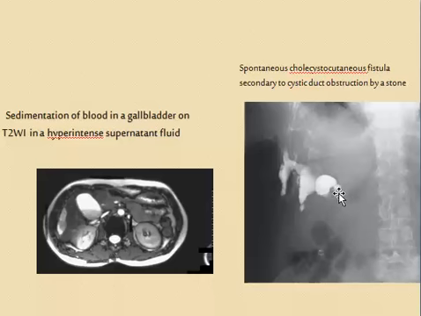Obstruction of the cystic duct with a stone, showing the meniscus sign, and there is cholecystocutaneous fistula after cholecystectomy. This is the stone at the common bile duct.